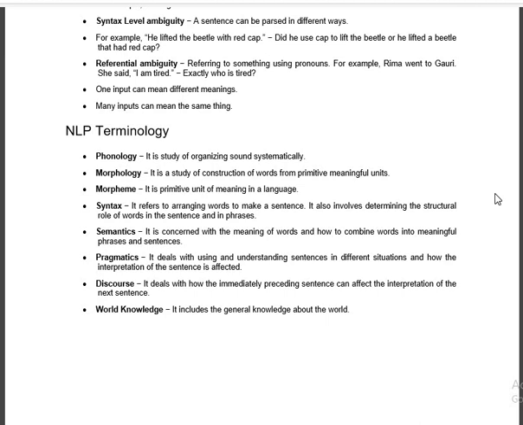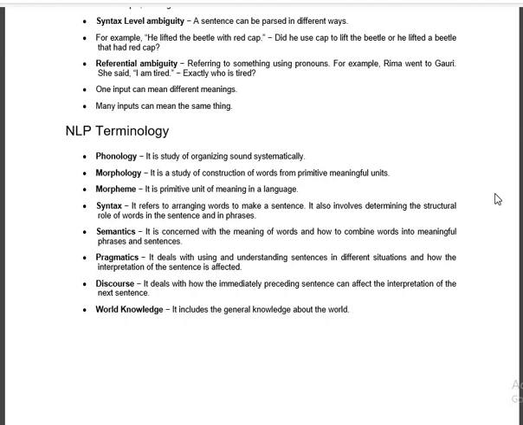When we talk about phonology, it is the study of the organization of sound. Phonetics is the part about accent, how we speak, and how the voice quality is. Morphology is the study of the construction of words from primitive meaning. A morpheme is the primitive unit of meaningful language. When we talk about syntax, it refers to arranging words to make a sentence. It is also involved in determining the structural role of a word in the sentence to make phrases. Whenever we write any sentence, it has to be in proper phrase making.